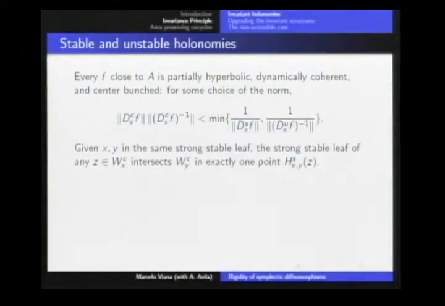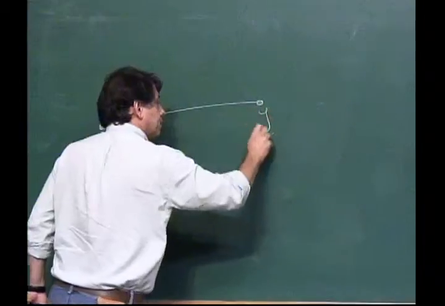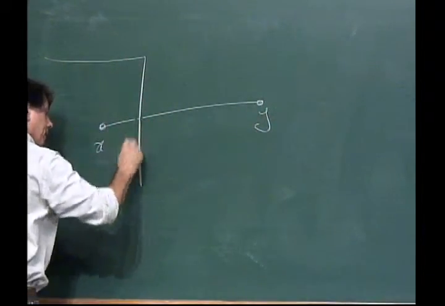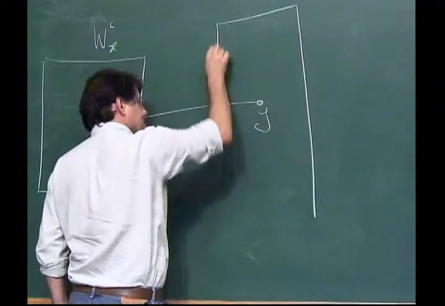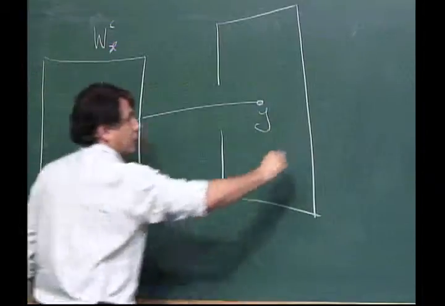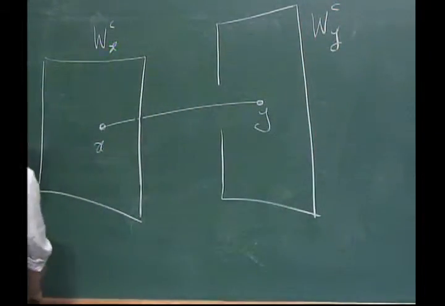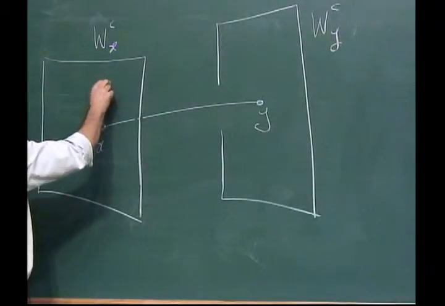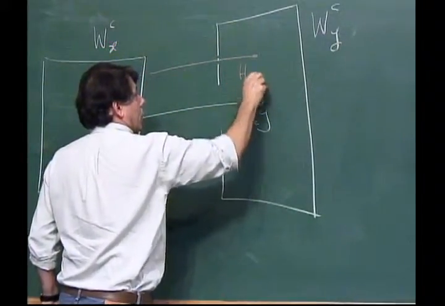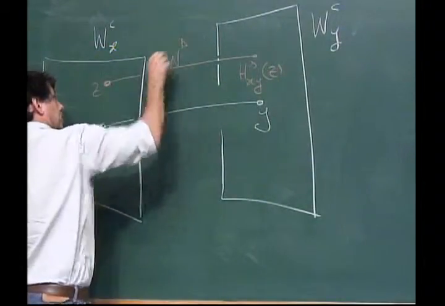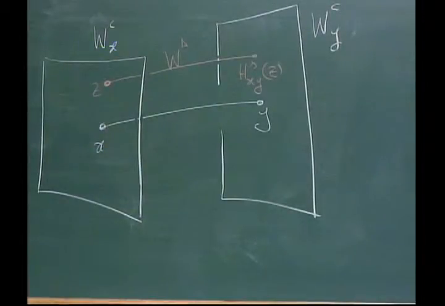So this has some interesting consequences. It ensures that if you take two points, say on the same stable leaf, and you look at their center leaves, well, first of all, this is the center leaf of Y. First of all, there is a holonomy map taking each point here to the place H_{X,Y}^S of Z, where the strong stable leaf of Z intersects the center leaf of Y. That's the map that I'm indicating here.